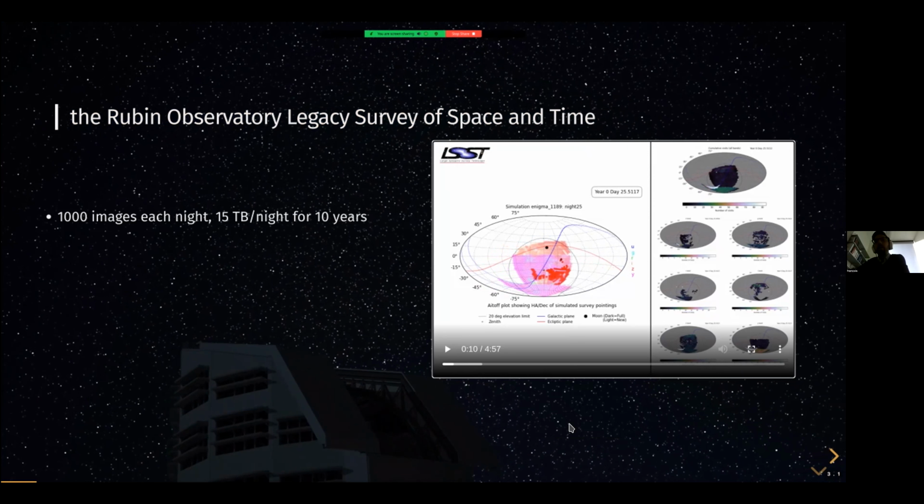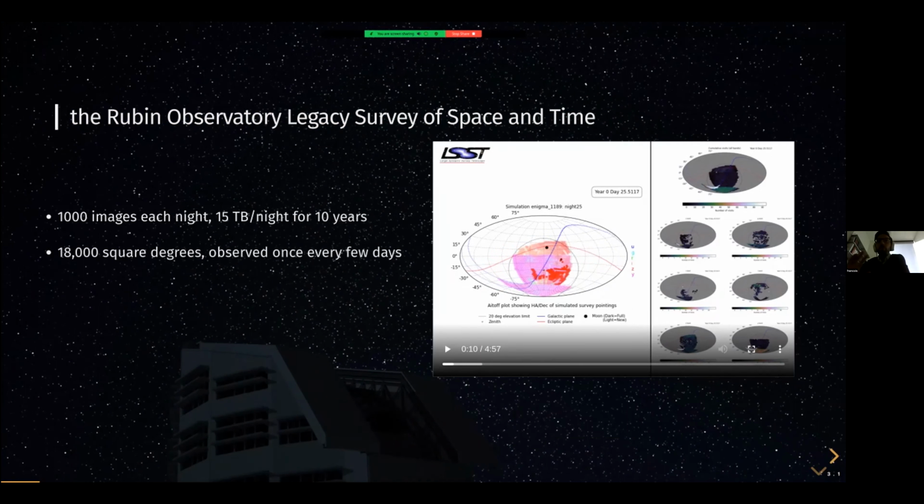It's going to take about 1,000 images per night for a period of 10 years. So that's about 15 terabytes of data every night. And it's much more data than anything that we had to deal with in astrophysics at this point. It's also a huge chunk of the sky that will be observed. It's about half of the sky, everything that you can see from where the telescope is built. And that represents a huge increase in survey size compared to what existed before.